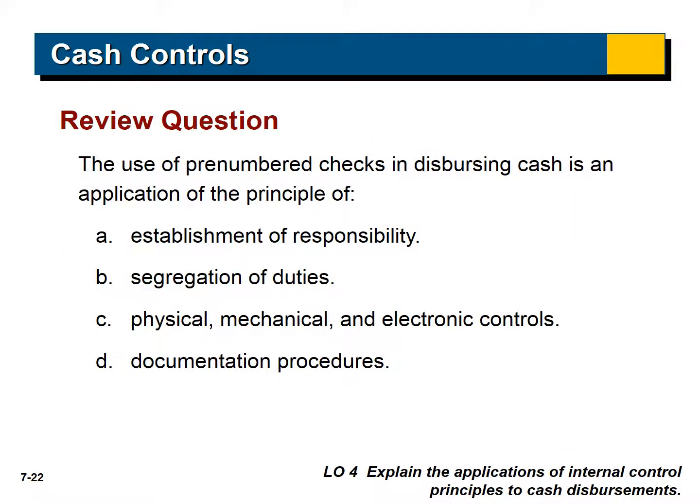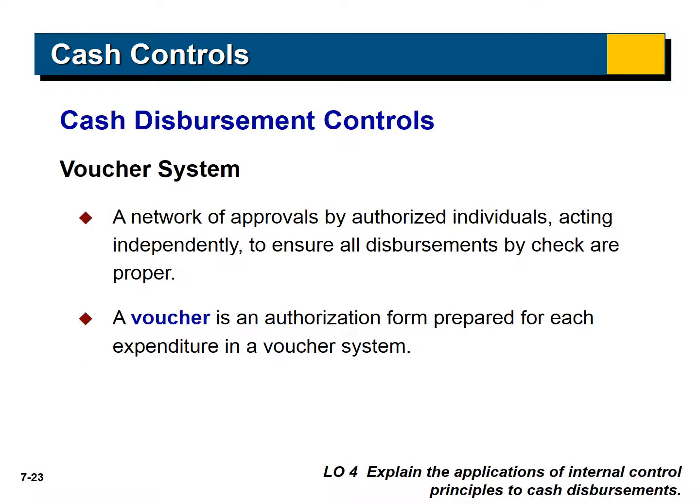Another review question. The use of pre-numbered checks in disbursing cash is an application of what? That would be an application of the documentation procedures, and what we call a voucher system. A voucher system is basically a network of approvals by authorized individuals acting independently to ensure all disbursements by check are proper. A voucher is an authorization form prepared for each expenditure in a voucher system. It's just a fancy title for the cash disbursement system that you have, and all these different documents that are approved by various sources come together.